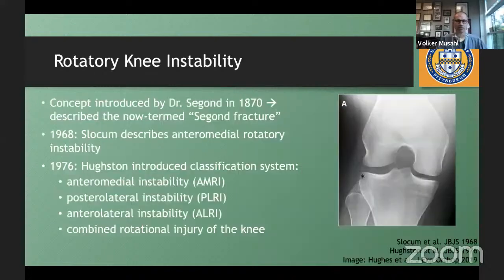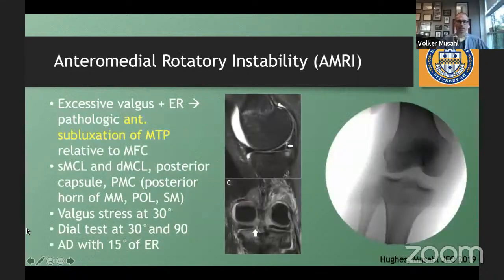So let me guide you a little bit through this. Rotatory instability is not a new concept by any means. You mentioned Paul Segond. I think he's one of the first ones that's been credited with researching this, and that little fracture you can see there by the asterisk on the lateral tibia plateau is the capsule that pulls off the lateral tibia when the ACL tears. So this is something we see probably in 1 to 5 out of 100 x-rays.